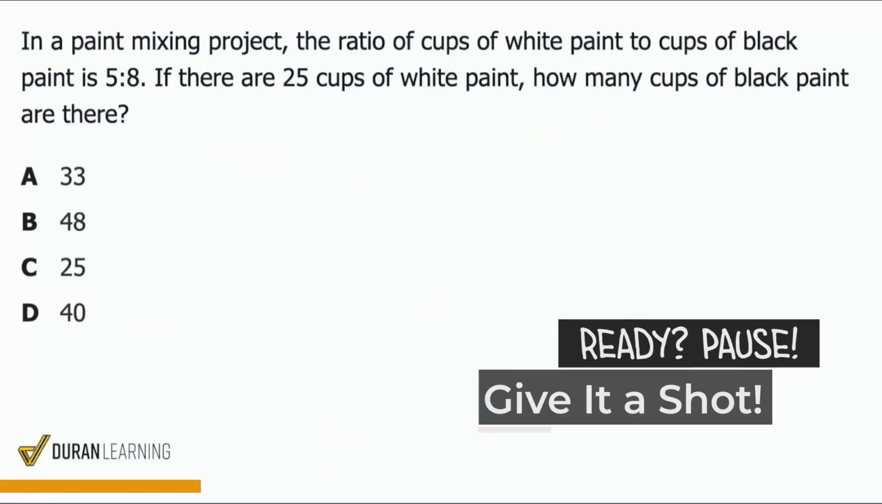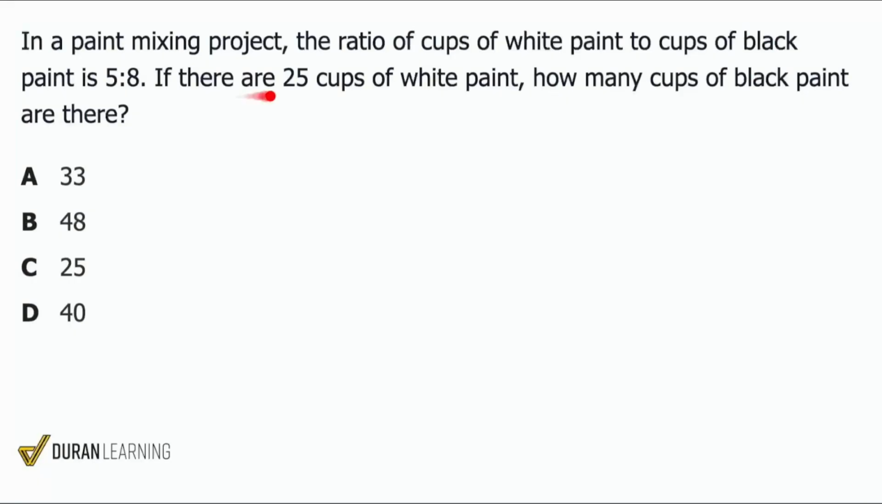Next question up, reading the question sentence, we read that it says, hey, if there are 25 cups of white paint, how many cups of black paint are there? So remember, with any question, we want to start with the question sentence and we see what it is that we're given and the relationships that we have. I noticed the relationship here in the beginning is that we have 25 cups of white paint, but we want to know how many cups of black paint.